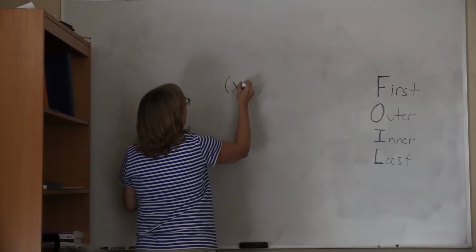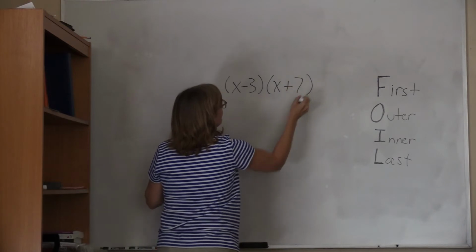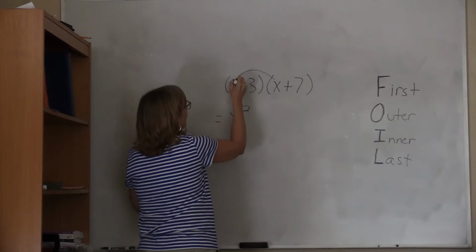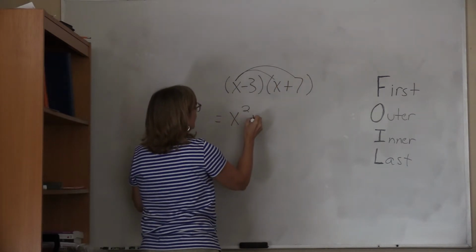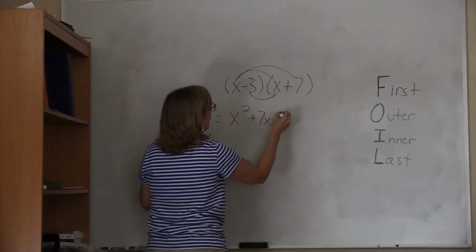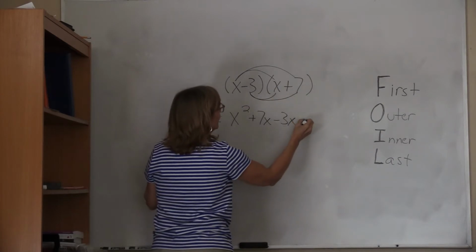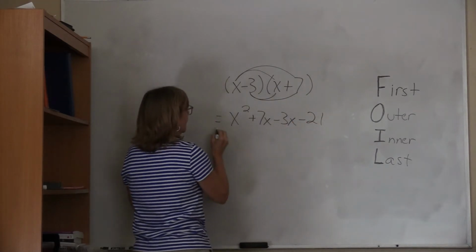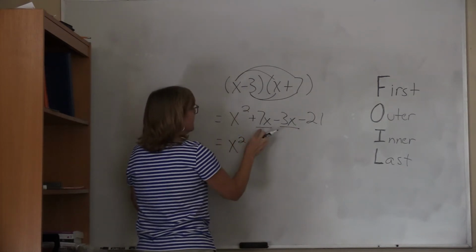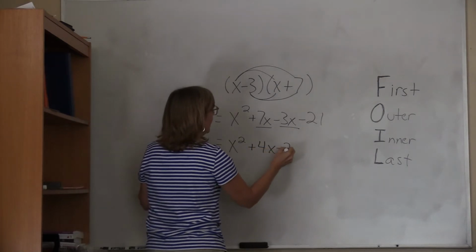Suppose I had x minus 3 times x plus 7. First, x times x is x squared. The outer terms, x times 7 is plus 7x. The inner terms, negative 3 times x is minus 3x. The last terms, negative 3 times positive 7 is negative 21. So combine like terms. I end up with x squared, 7x minus 3x gives me a positive 4x minus 21.